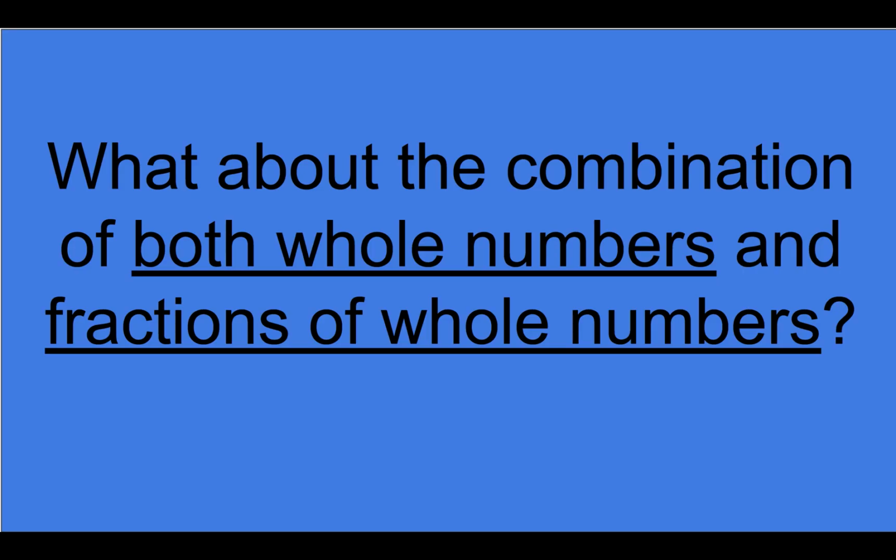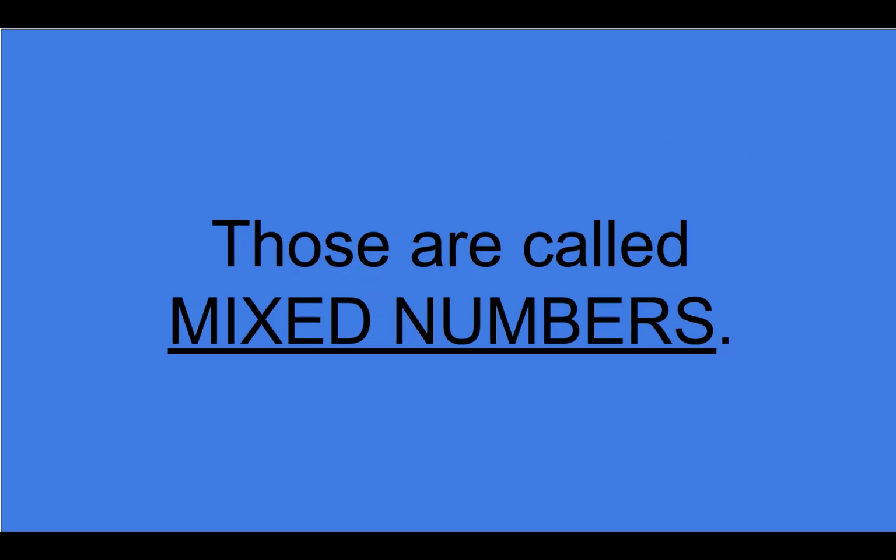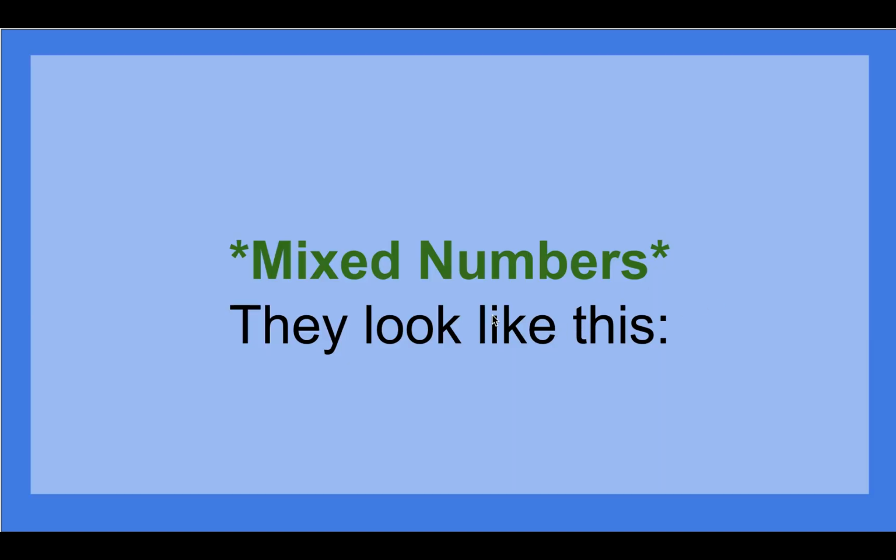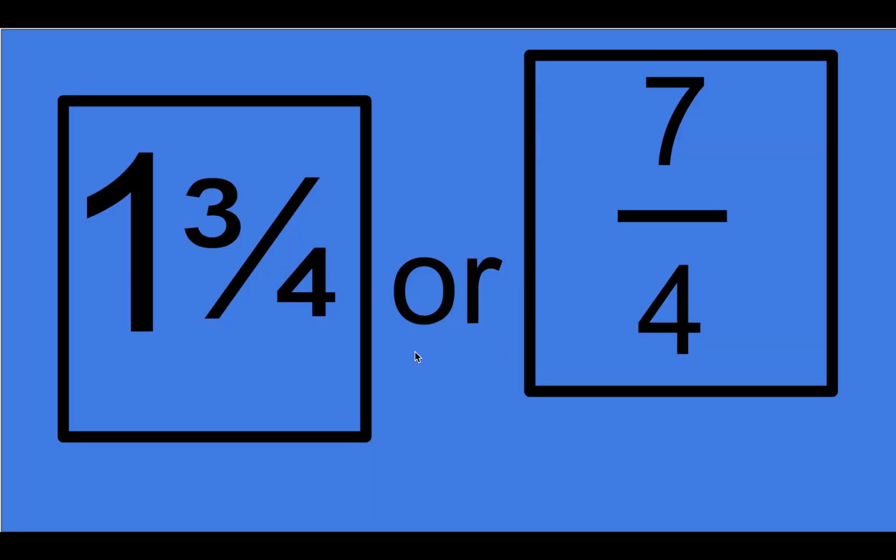What about the combination of both whole numbers and fractions of whole numbers? Well, those are called mixed numbers. They look like this. Here we have 1 3/4 or 7/4. They're the same. 1 is equal to 4/4. So if we have 4/4 here and 3/4 here, 4 and 3 will add up to make 7/4. Okay, so these are the same. These are equivalent fractions. They have the equivalent value of 7/4 or 1 3/4.